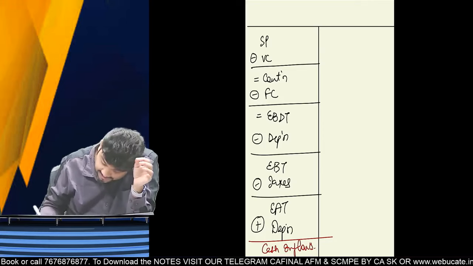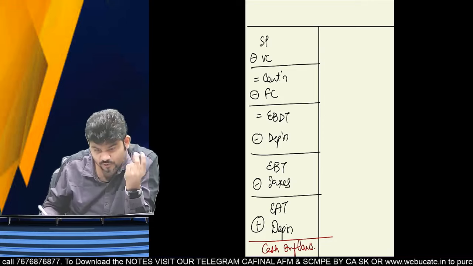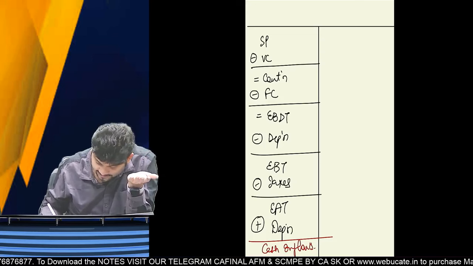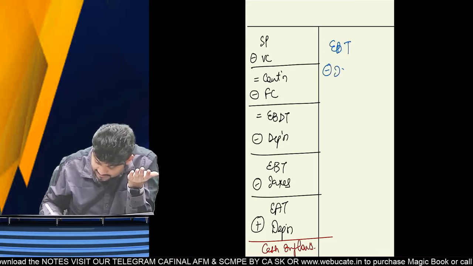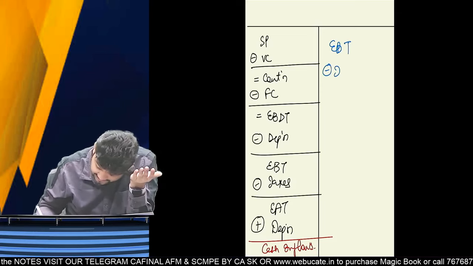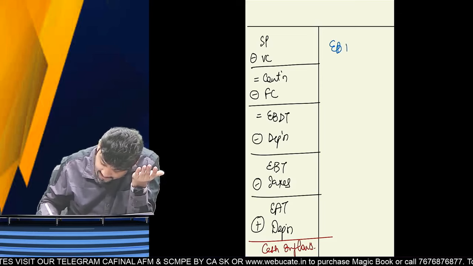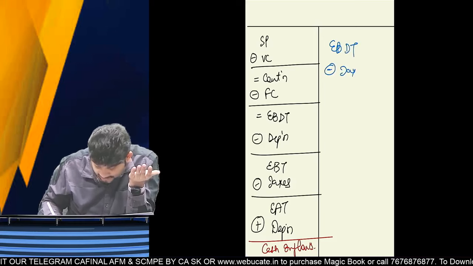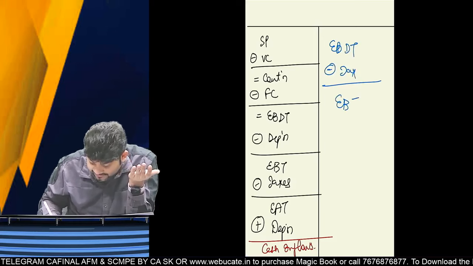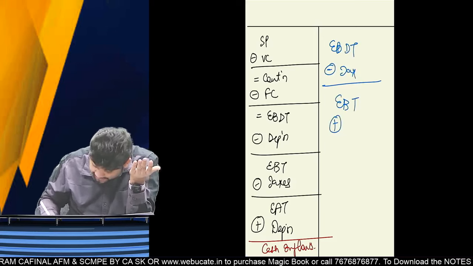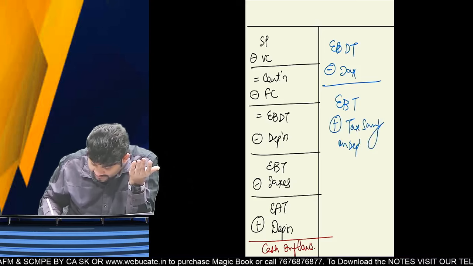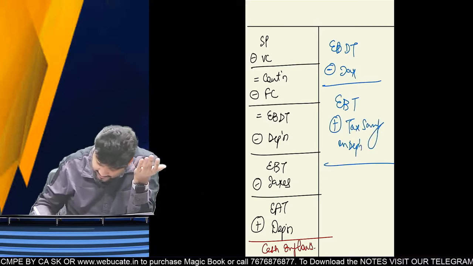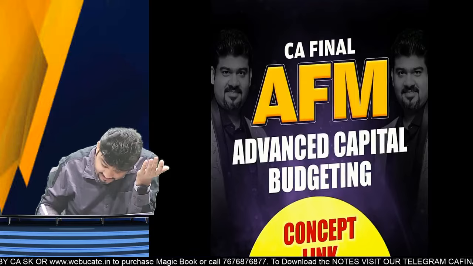Now, the other way to calculate the cash inflow was earning before taxes less earning before depreciation and taxes. So earning before depreciation and taxes, to which we will reduce the tax. We will get the earning before tax, to which we will add tax savings on depreciation. We will get the cash inflow.